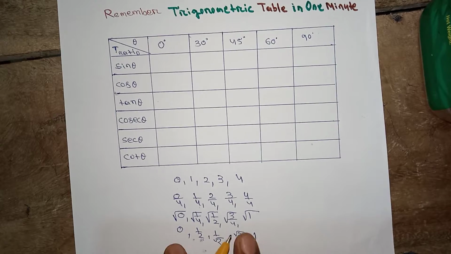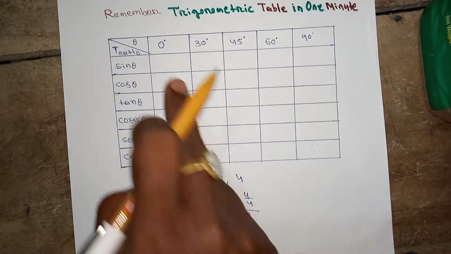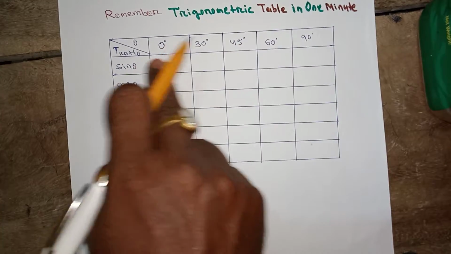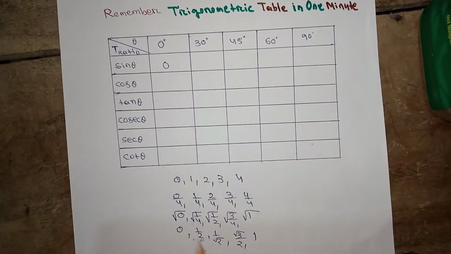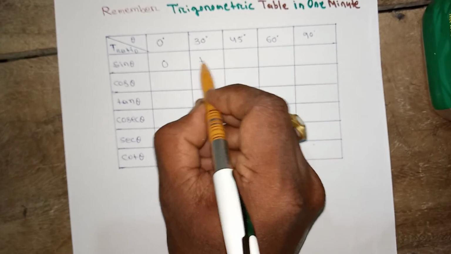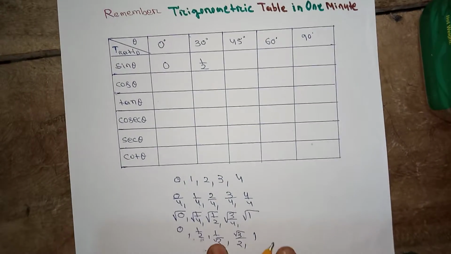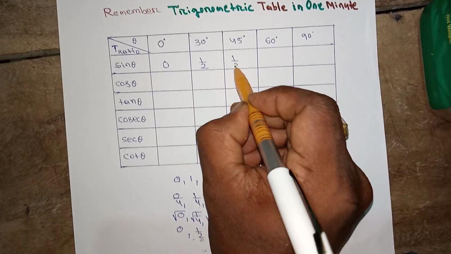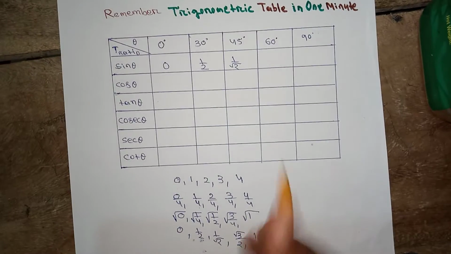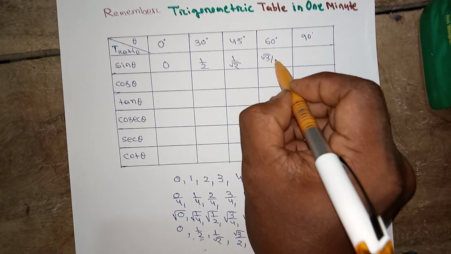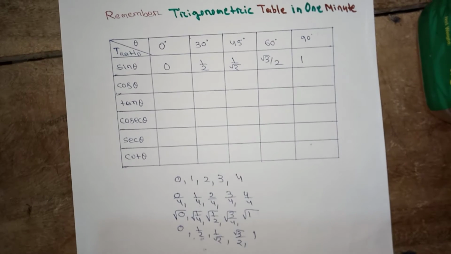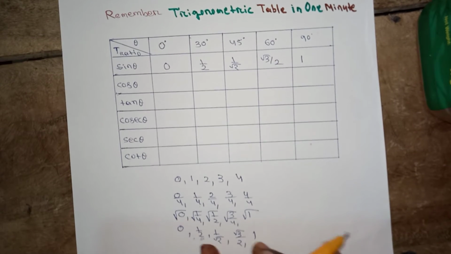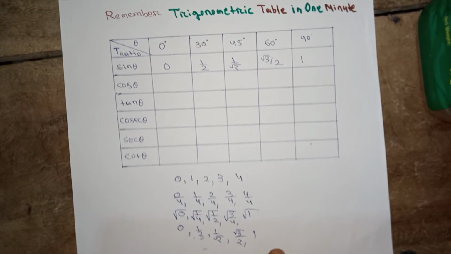Now, write these values in the sine row. Sin 0 equal to 0. Sin 30, 1 by 2. Sin 45, 1 by root 2. Sin 60, root 3 by 2. Sin 90, 1. Then write these values in the reverse order.